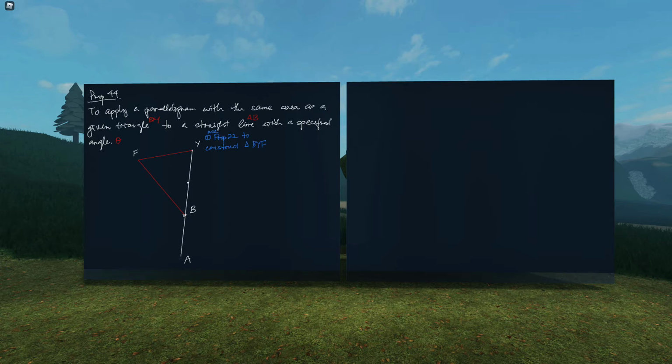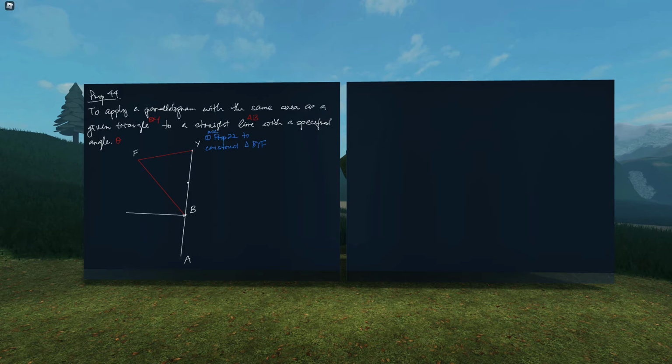Your first step is to read off its lengths, feed them into proposition 22, and reassemble it in a place that's more convenient for you. Right? Yeah, that's correct. Cool. And so what we're going to do here is construct a parallelogram.